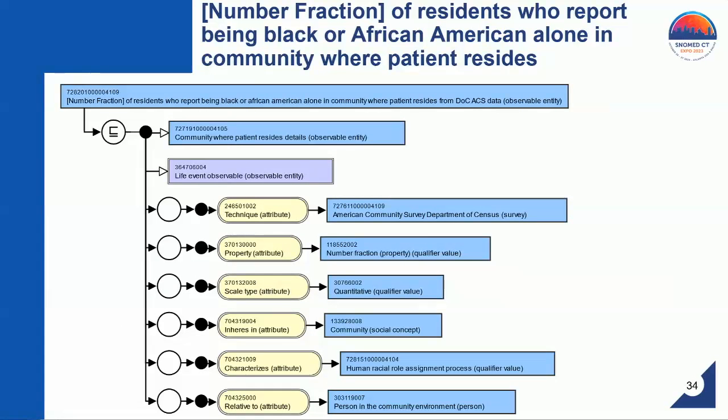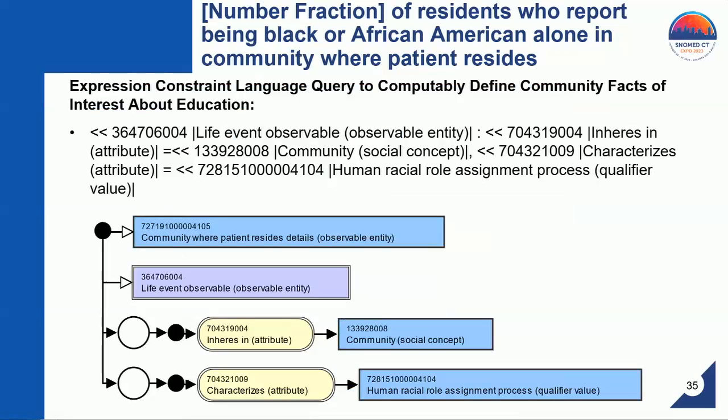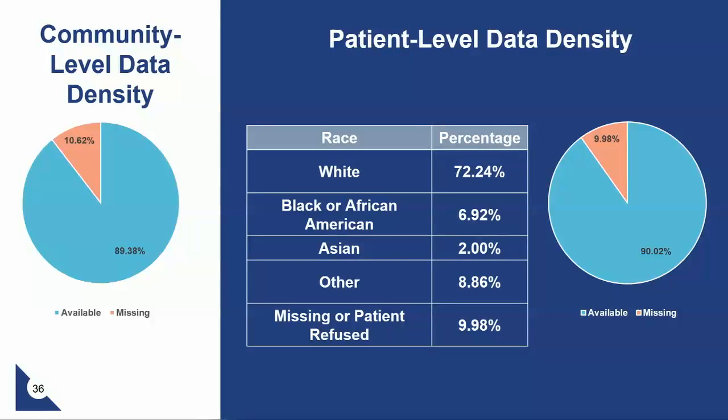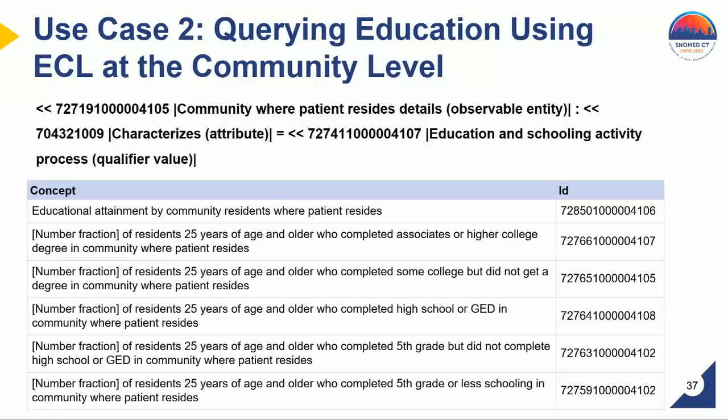Again, this is how that data is structured. So you can query any of this metadata and set it up just like you would any standard ECL query. This is probably not the best use case for this data, but I wanted to demonstrate a case where you wouldn't want to use that. We have great reporting for race for the most part, and it's more appropriately used at the patient level.